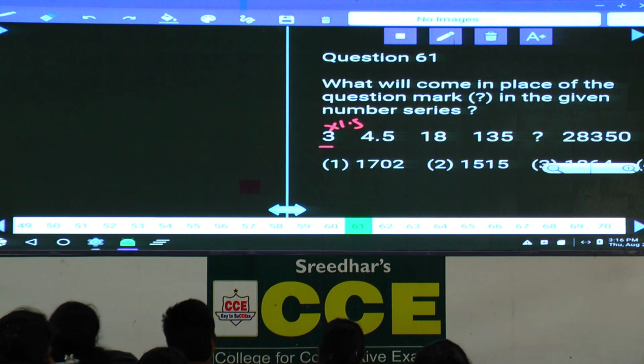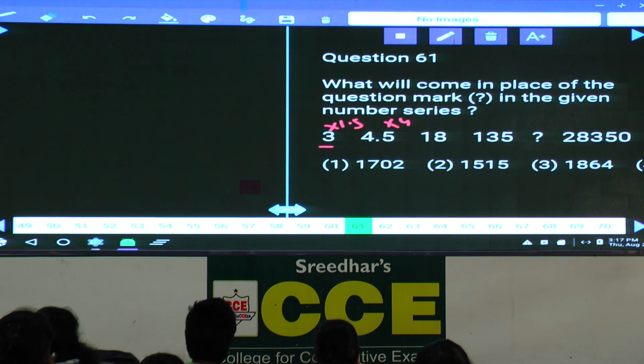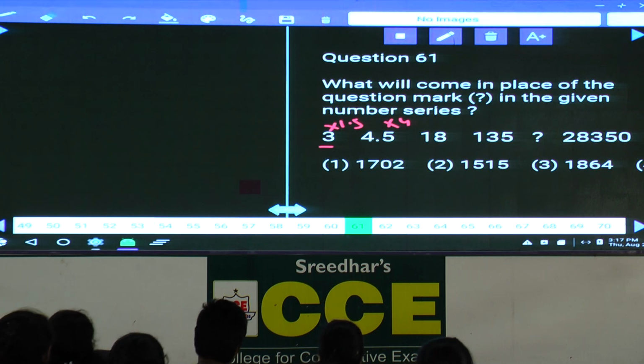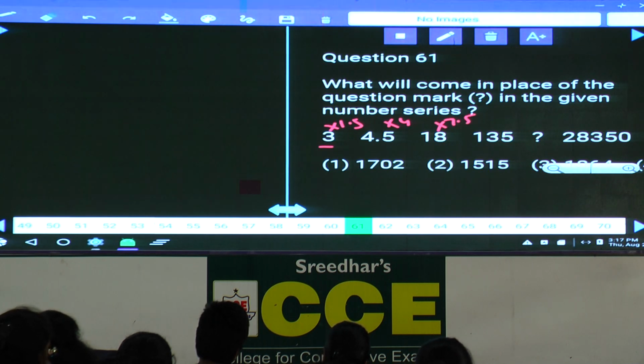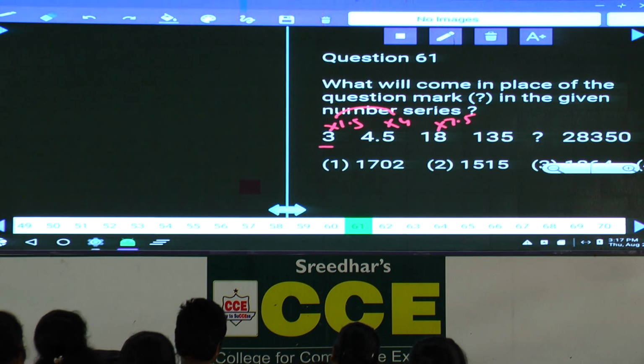And 4.5 and 18. 4.5 into how much? Into 4. 1.5 into 4. And 18 and 135. Tell me, this is multiplied with how much? 18 into 7.5. Is it coming or not? 18 into 7.5. Then 1.5, 4, 7.5. Then we need to identify the relation among this.